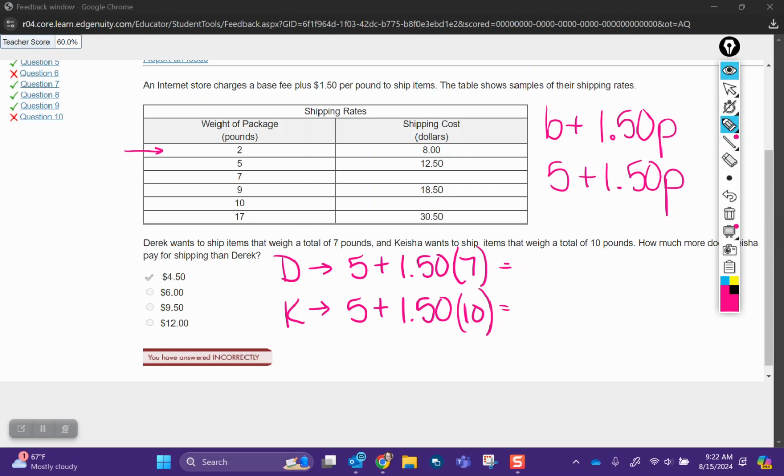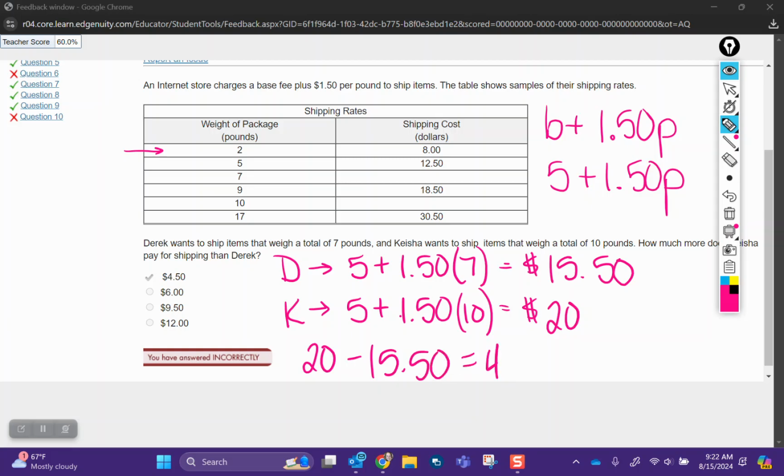So $1.50 times 7 is $10.50 plus 5. So Derek pays $15.50, and I'm using a calculator. Keisha, $1.50 times 10 is 15, plus 5 is 20. And again, it was how much more does Keisha pay? So 20 minus 15.50 is 4.50.